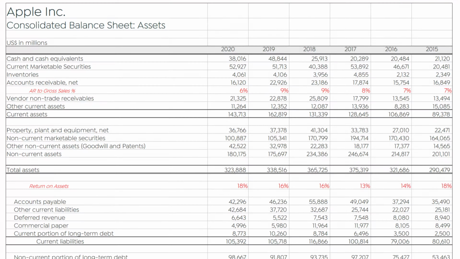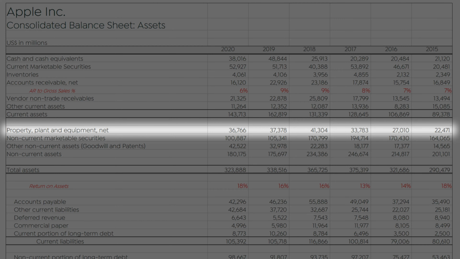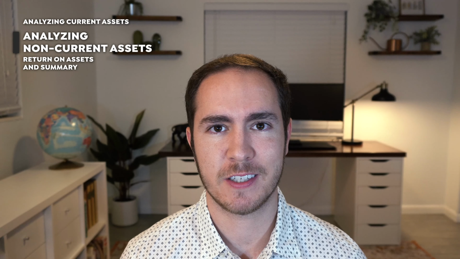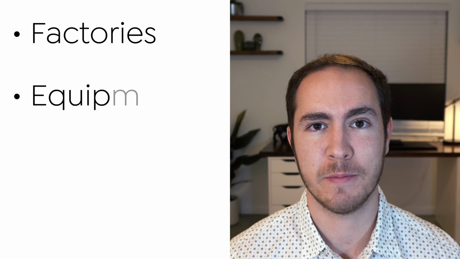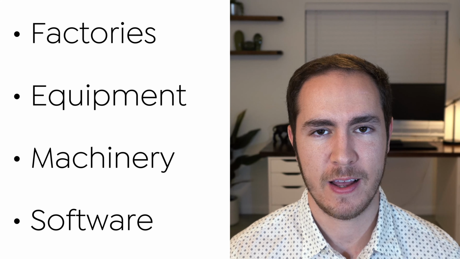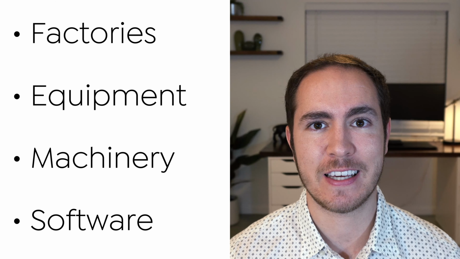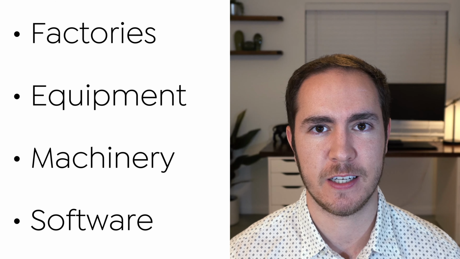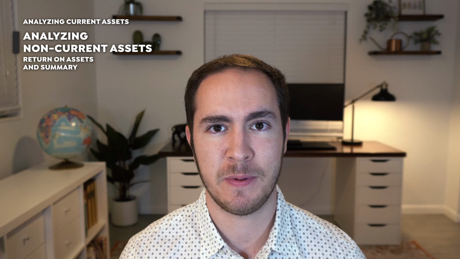Continuing down the balance sheet, let's now look at PP&E, or what they call property, plant, and equipment. Now, PP&E, as you probably could guess, includes factories, equipment, machinery, even software, okay? These types of assets play a key role in the generation of net income, okay? The assets in PP&E help essentially produce our product or service, okay?